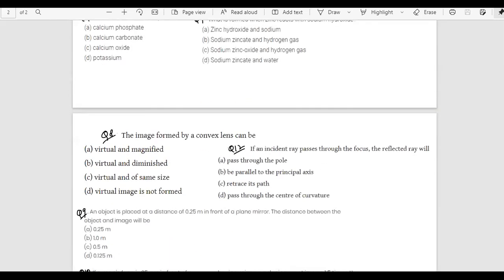Question number 8. The image formed by a concave lens can be: A, virtual and magnified; virtual and diminished; virtual and same size; or the image is not formed. Which one is the correct option?